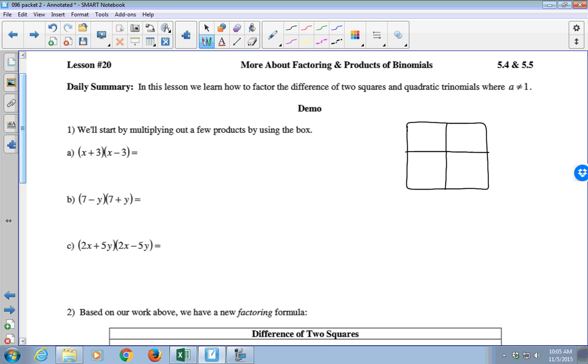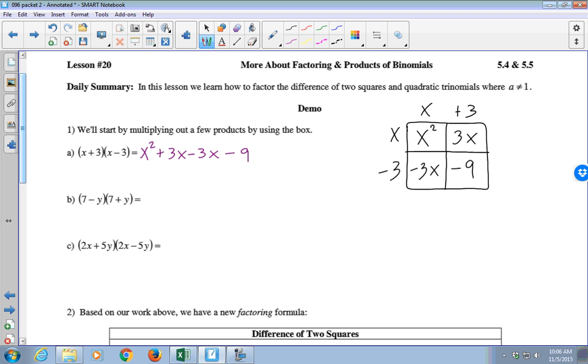All right, so I'm going to have x plus 3 and x minus 3. And then we just find the area of each little box by multiplying its length times its width. So x times x gives me x squared. x times 3 gives me 3x. Negative 3 times x is negative 3x. Negative 3 times 3 is negative 9. So if I write this out, I get x squared plus 3x minus 3x minus 9.